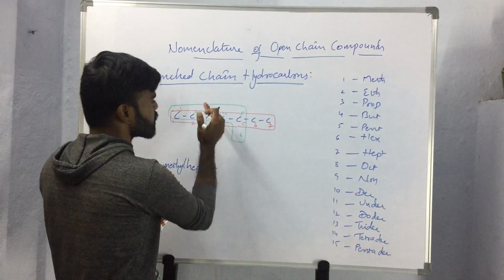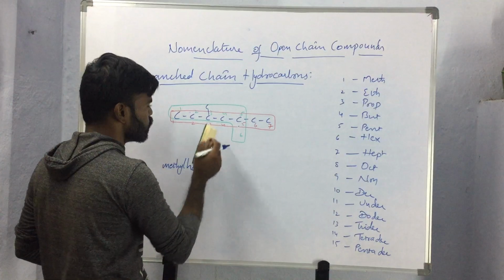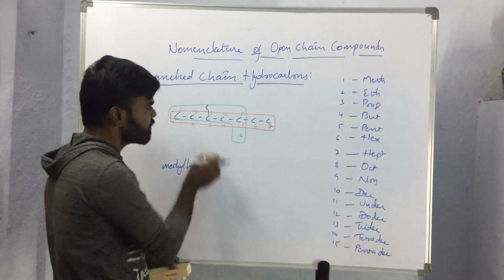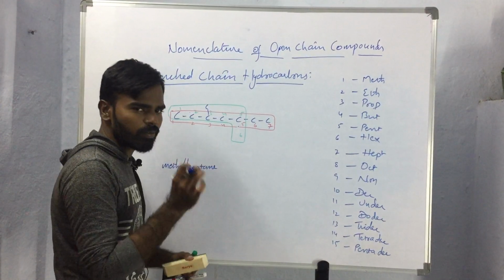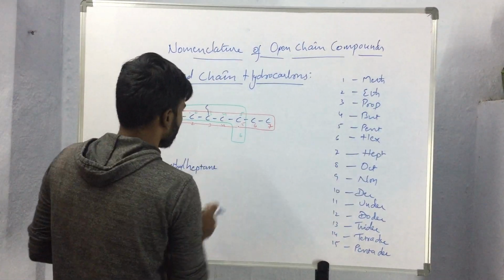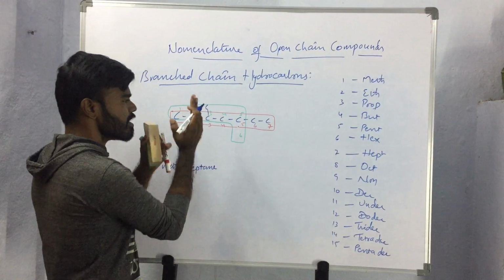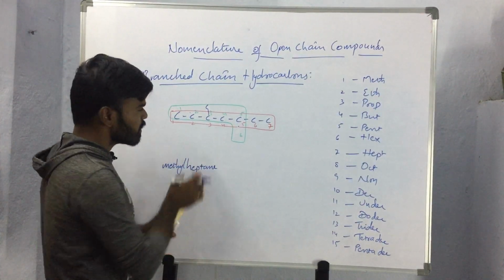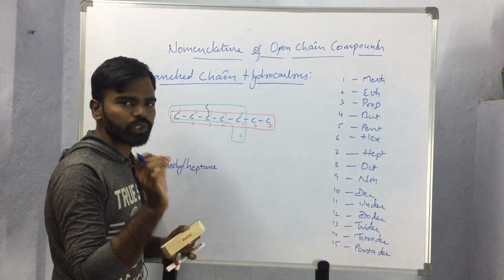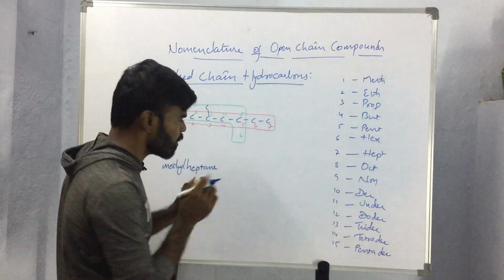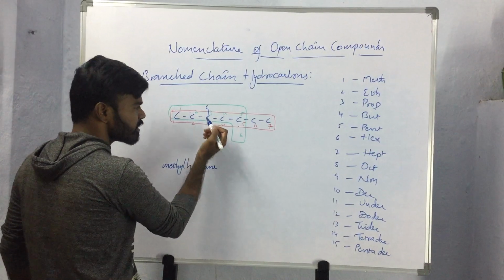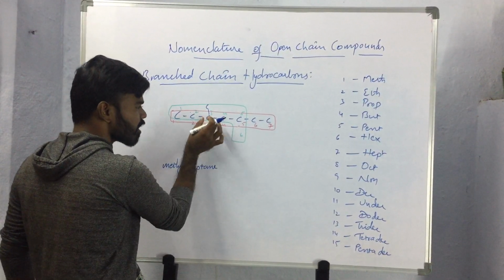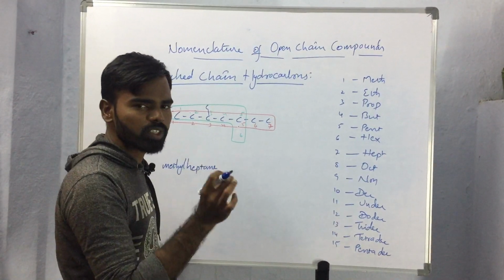To remove such kind of confusion, we have to indicate or designate the position of this methyl substituent with a numerical. While giving numbering also, we have to keep in mind that the substituted carbon atom should get the least possible number. So here, if we consider the methyl substituent is present on this carbon atom, then this carbon atom should get the least possible number.